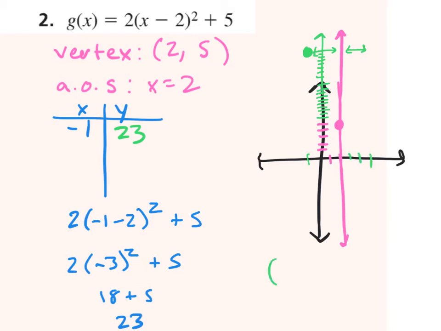So this would be 5, and then what height do we need to be at? 23. Perfect. So our other point on our graph is going to be 5, 23. So we go to the right 5 and up 23, and then we can just draw our parabola.